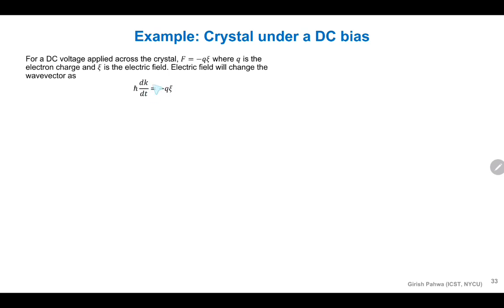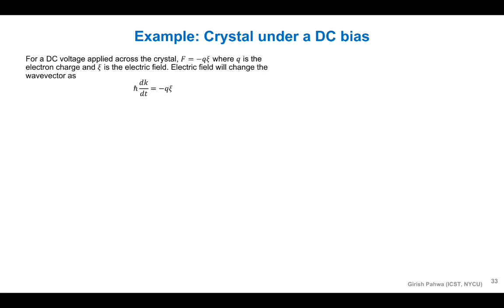Okay, now my k is going to change. Of course, what will happen is it is going to evolve with time. So say this electric field is constant, because I have a DC bias, of course it will be constant. So I can simply integrate this equation. What will I get?